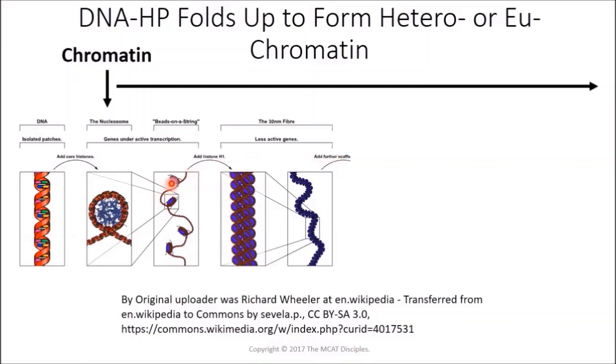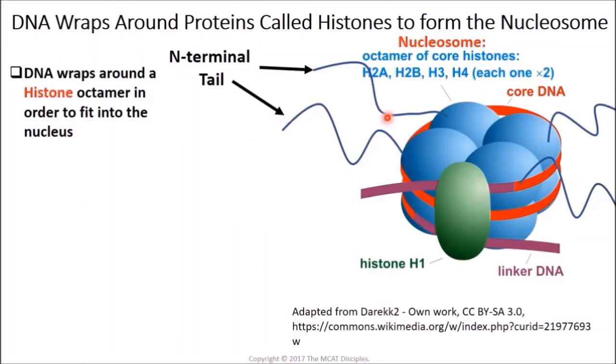Euchromatin is associated with high expression of genes. Heterochromatin is associated with low expression of genes. Again, chromatin is just DNA plus the DNA binding proteins, the histones. So let me show you the structure of a nucleosome.